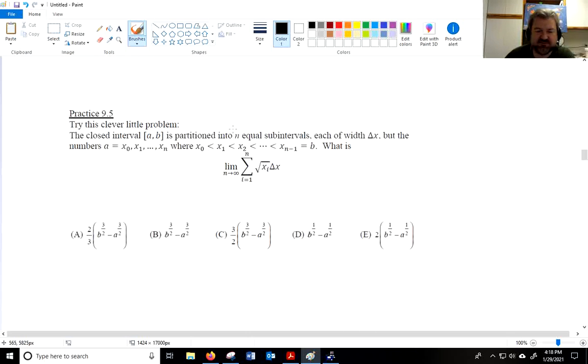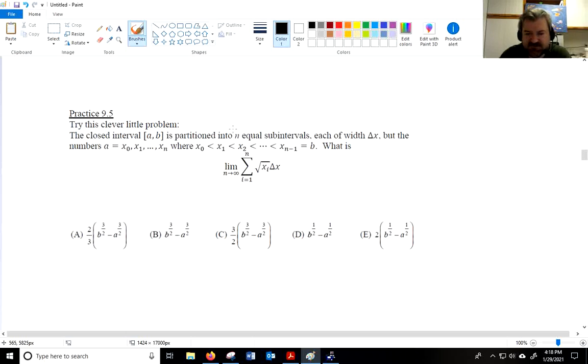All right, let's try 9.5. I want you to try this clever little problem yourself. The closed interval from a to b is partitioned into n equal subintervals, so we know we're thinking about a definite integral here, each with width delta x, and the numbers are a equals that, where x is all that stuff. So that's just coming right from the definition of the definite integral.